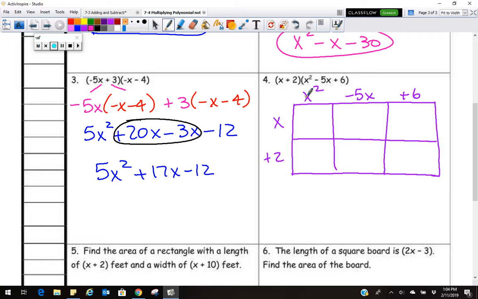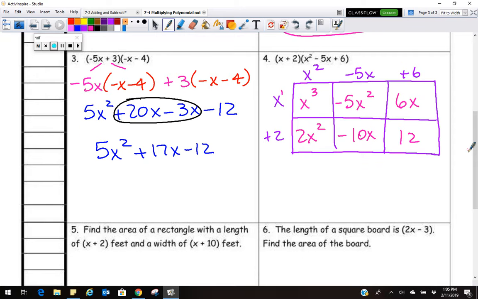X times x squared, don't forget about that, that gives me x to the third. X times negative 5x gives me negative 5x squared. X times 6 gives me 6x. 2 times x squared is 2x squared. 2 times negative 5x is negative 10x. 2 times 6 is 12. This is kind of like those Punnett squares y'all do in biology. That look familiar at all?